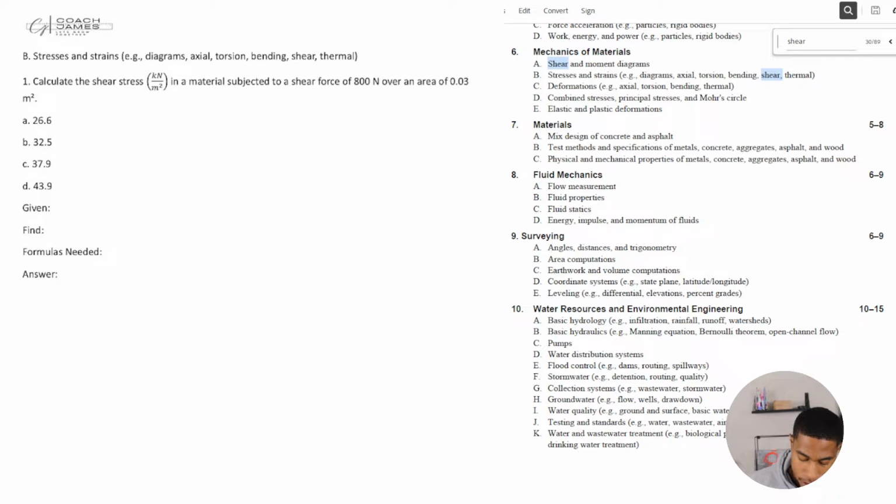Number one says: calculate the shear stress in kilonewton per meter squared in a material subject to a shear force of 800 newtons over an area of 0.03 meters squared. So, what information are we given? We are given our shear force. We are also given our area.